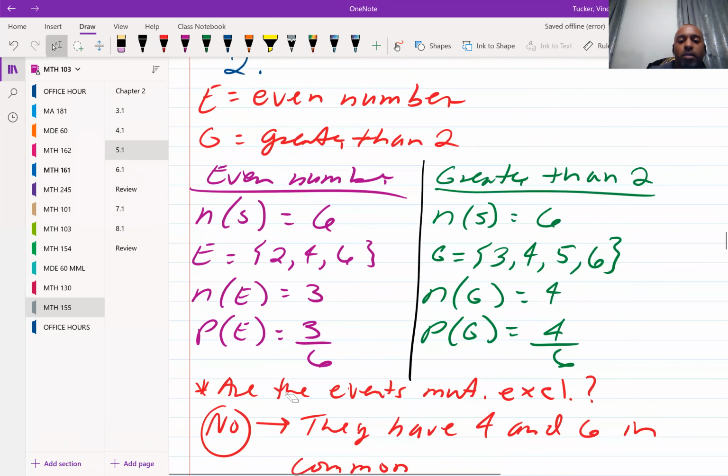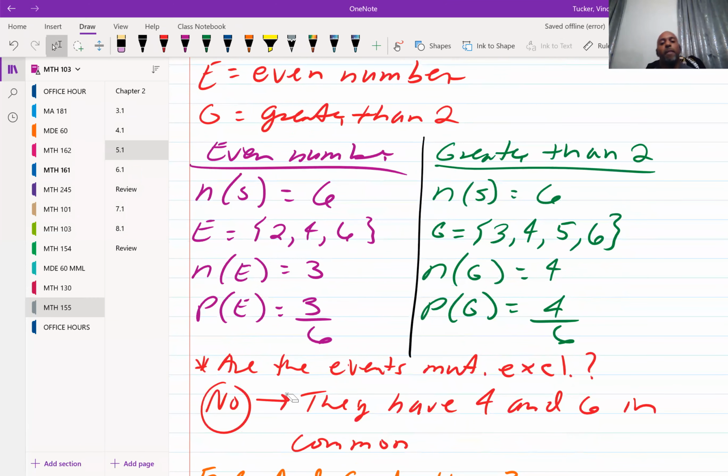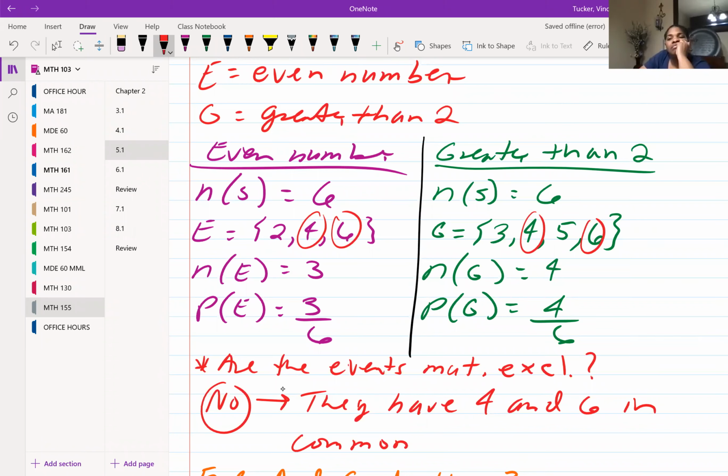All right, is everybody good? Can I scroll up to here? All right, so are the events mutually exclusive? That's MUT again. Try to shorthand it a little bit. Mutually exclusive. The answer is no, because they have 4 and 6 in common. Mutually exclusive means that they have nothing in common. So these events are not mutually exclusive.